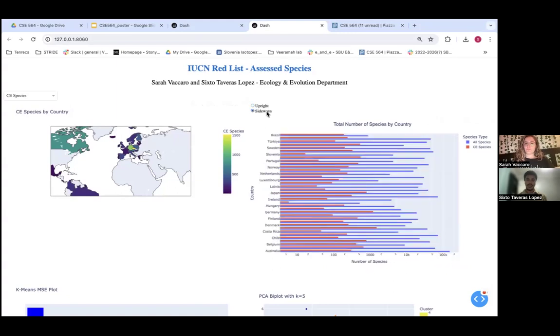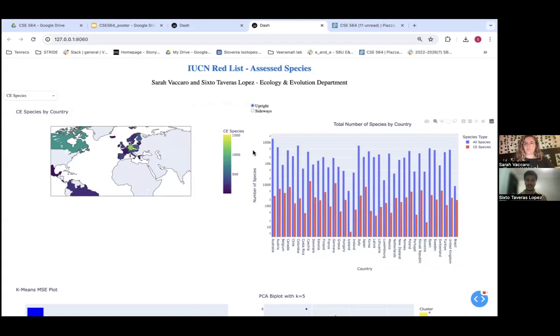And when it's upright, we decided to log scale the y-axis because the number of critically endangered species was much lower than the total species for all the countries. So without log scaling, it would have been very difficult to visualize the critically endangered values. So the bar plot showed us that Australia, Colombia, and Italy have some of the highest number of species, of total species.